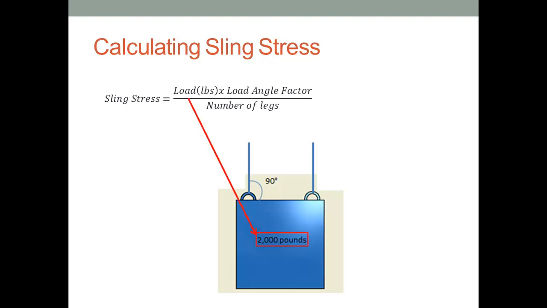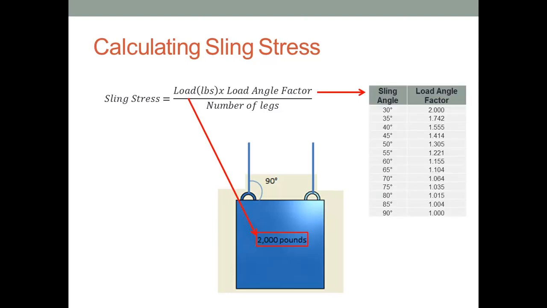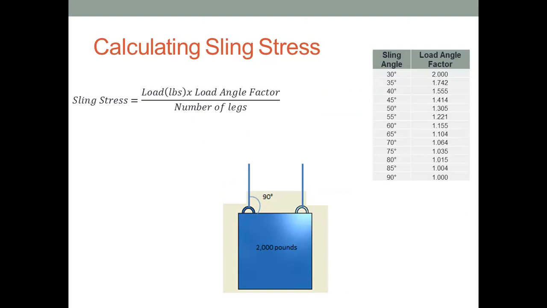The load is 2,000 pounds. The load angle factor is found using this table. And the number of legs is the number of wire ropes used to lift the load. Since the angle of the sling in this example is at 90 degrees, we will use a load angle factor of 1.000.